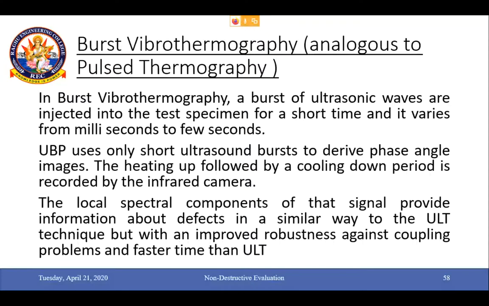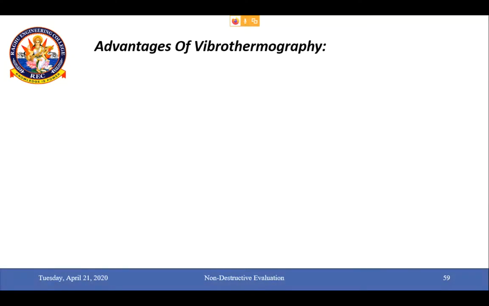So in burst vibrothermography, a burst of ultrasonic waves is injected into the test specimen for a very short time. It varies from milliseconds to a few seconds. This short burst of ultrasound derives phase angle images. Because you are sending them in a burst, there will obviously be heating up followed by a cooling down period, and this will be recorded by the infrared camera. The local spectral components of that signal provide information about defects, similar to lock-in vibrothermography, but with improved robustness against coupling problems. Whatever coupling problems are possible in lock-in are not going to happen in burst thermography.